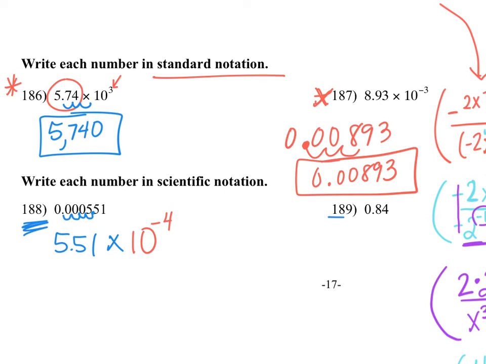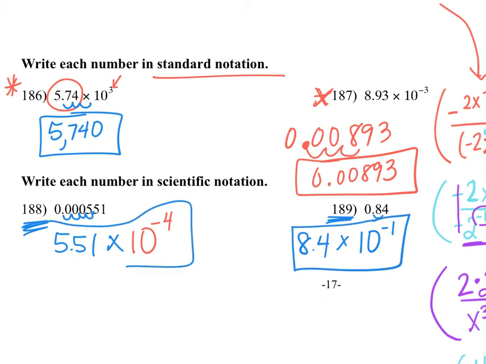So 189, we'll start with 8.4 times. Did it get bigger or did it get smaller? It got smaller, so 10 to the -1. It only moved 1 place, so this would be your answer.